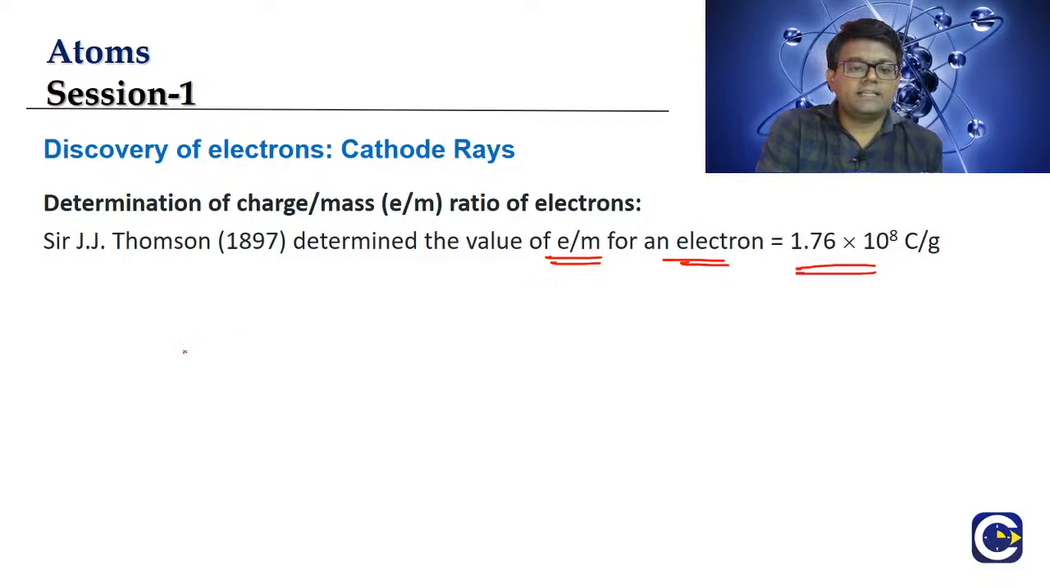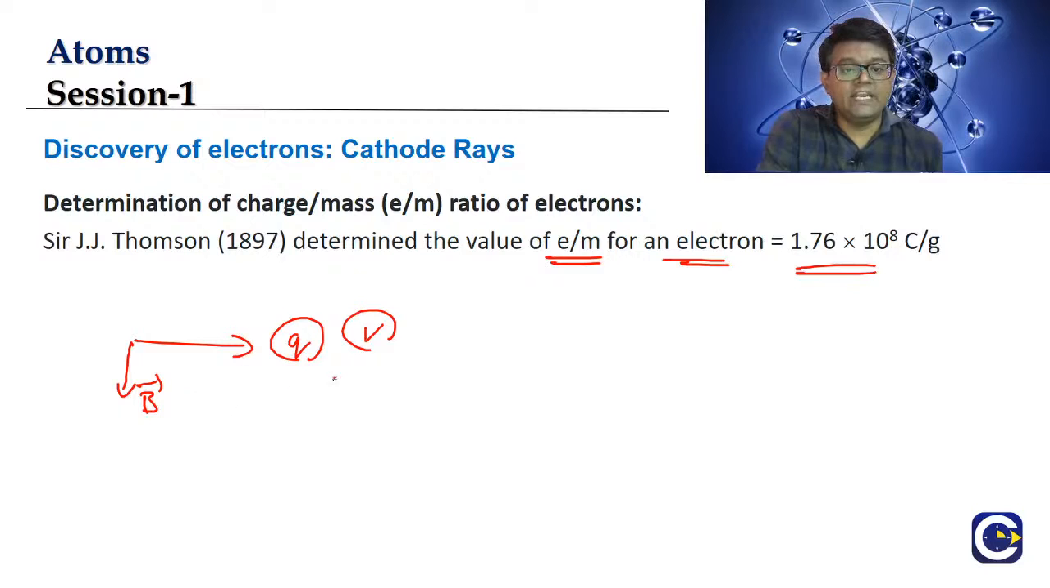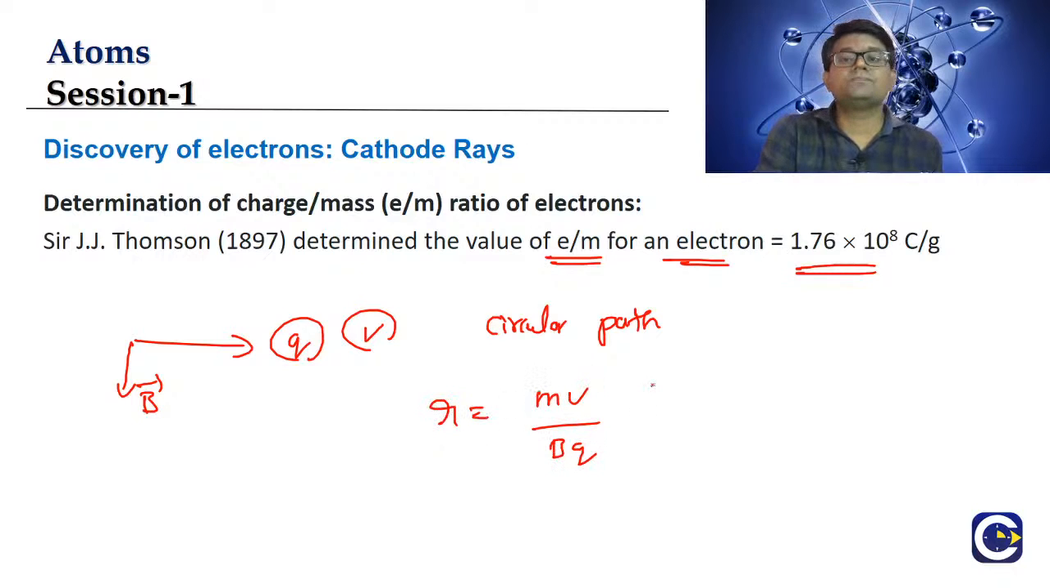If you look at the deflection of the charged particles, let's say there is a charged particle Q which is moving with a velocity v. If it is moving in a direction perpendicular to the magnetic field, then it will take a circular path. So we have learnt about it in the moving charge and magnetism chapter. What is the radius of the circular path? R is equal to mv by Bq. So look at this from here, the q by m value will be equal to what?